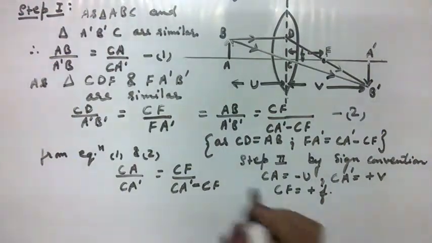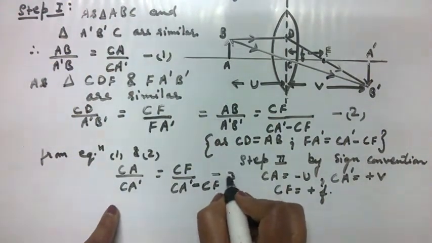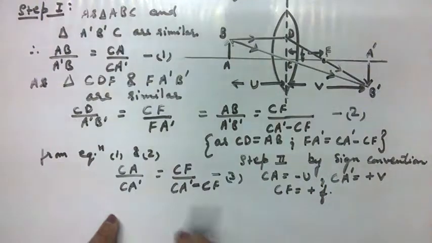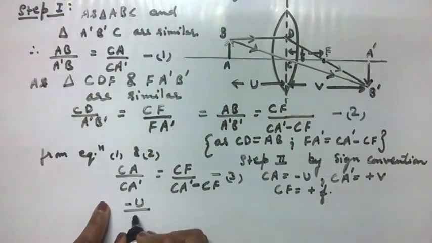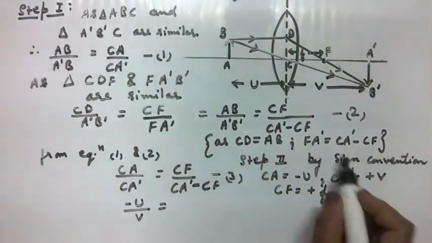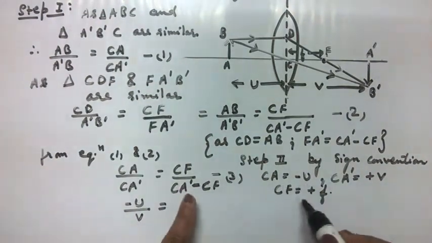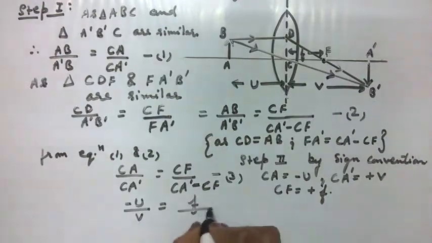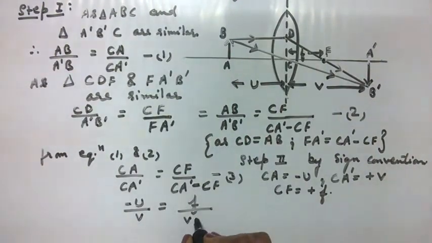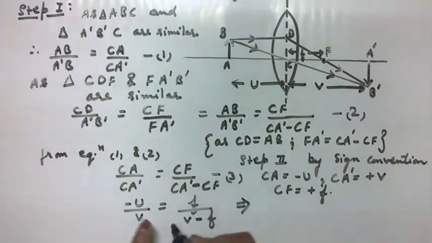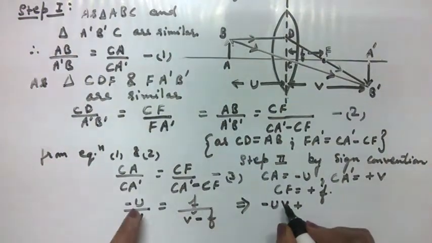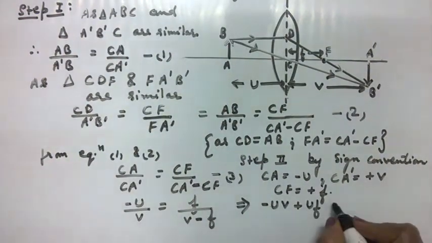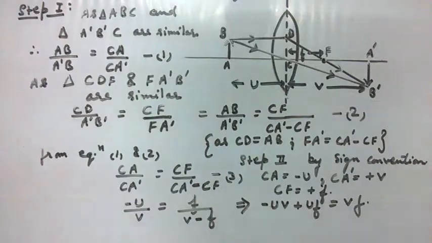So on substituting these values in equation number 3, we get CA is equal to minus u, CA dash is plus v, CF is plus f. On cross multiplying, we get minus uv plus vf plus uf equal to vf. Give it equation number 4.